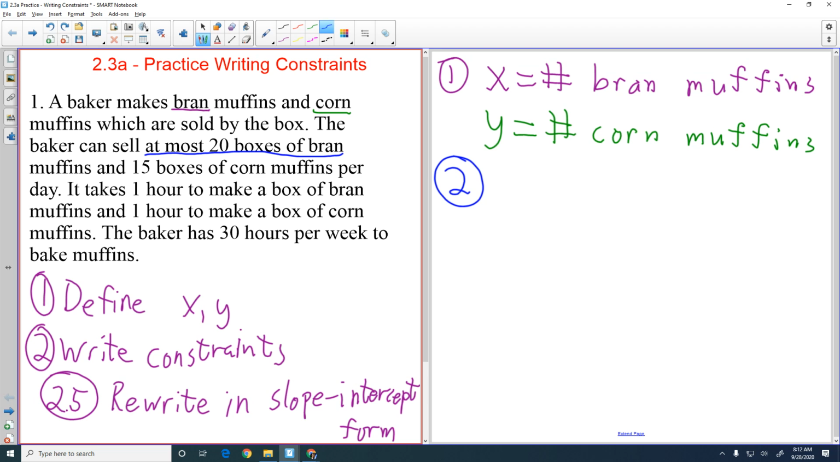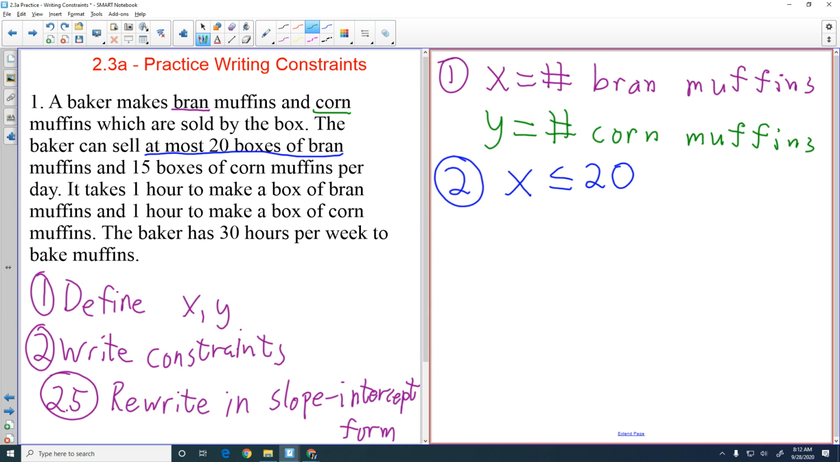All right. Now, which variable do we use for bran muffins? X or Y? X. So our first constraint is going to be X is less than or equal to 20. Again, don't get tricked by that word "most." A lot of times you read "at most" and you think, oh, most means greater than, bigger, more than, but that's not the case. It's saying 20 is the most. So 20 has to be the biggest number. X is going to be less than or equal to that 20.